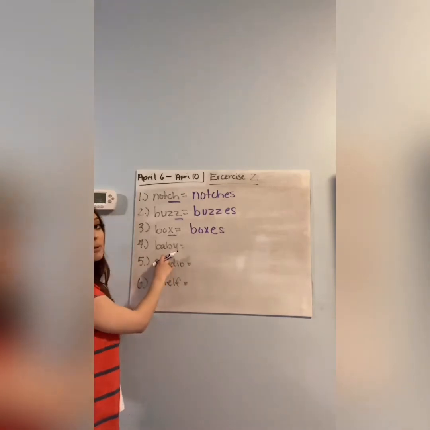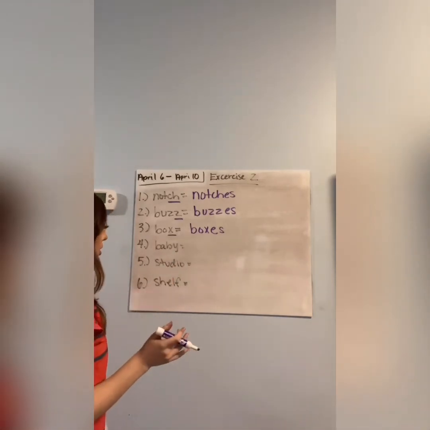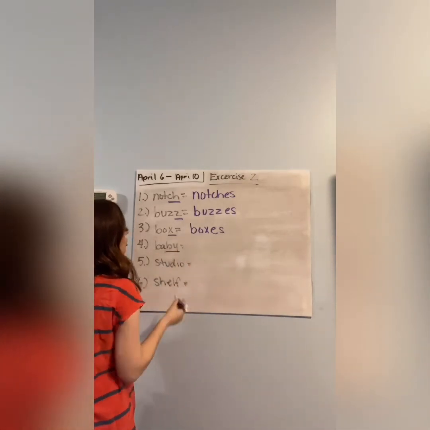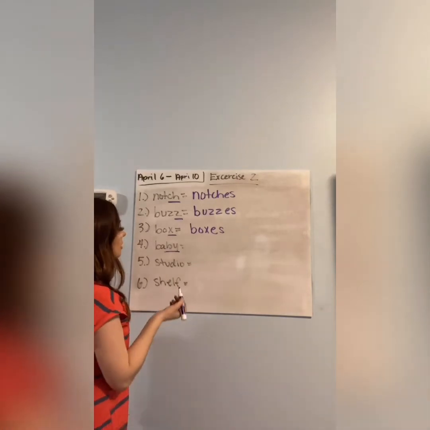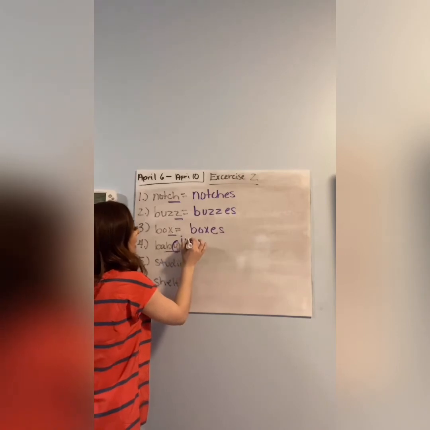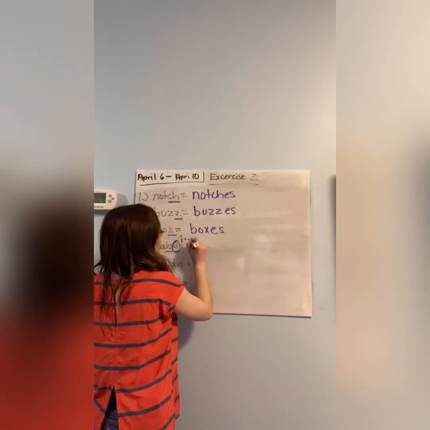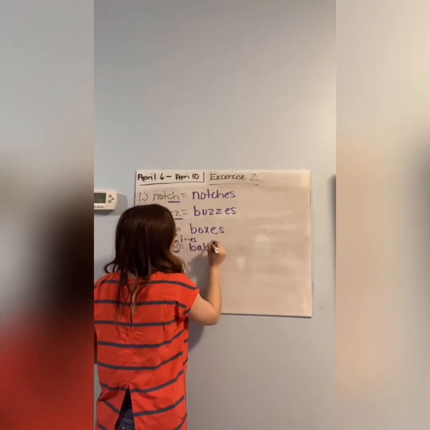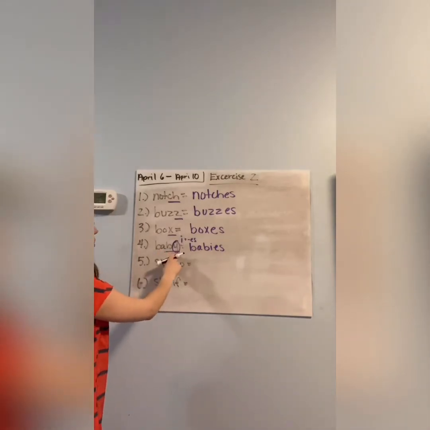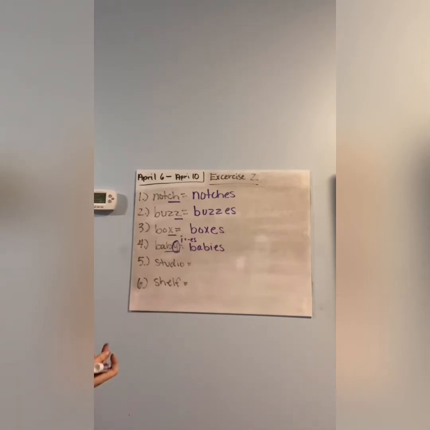Number four is the word baby. So in order to make the word baby plural, let's look at the word. Baby ends in a consonant plus a Y. So when we have a word that ends in a consonant plus a Y, we change the Y to an I and then add an ES. So in order to make baby a plural word, it would be babies, BABIES, because again, baby ended in a consonant plus a Y, so we just changed that Y to an I and added an ES, and the word became babies.